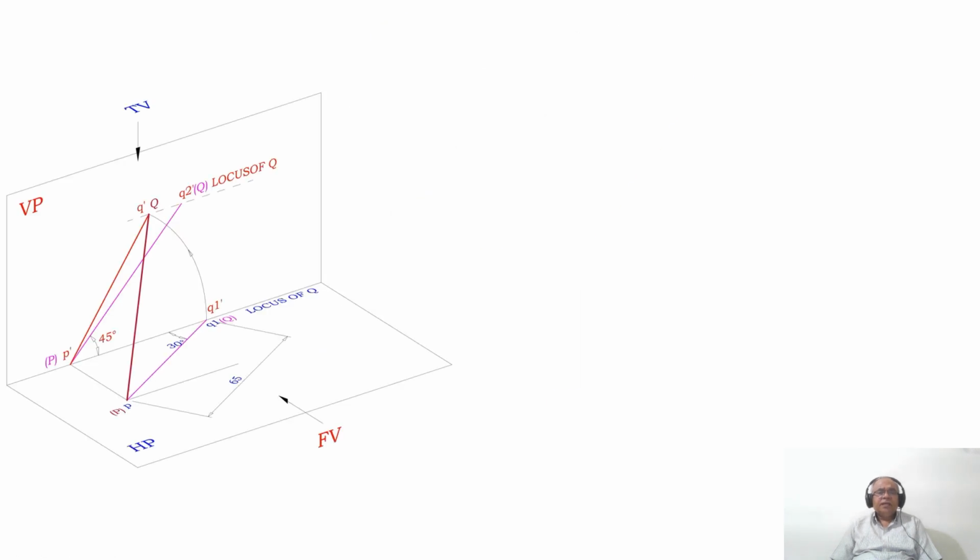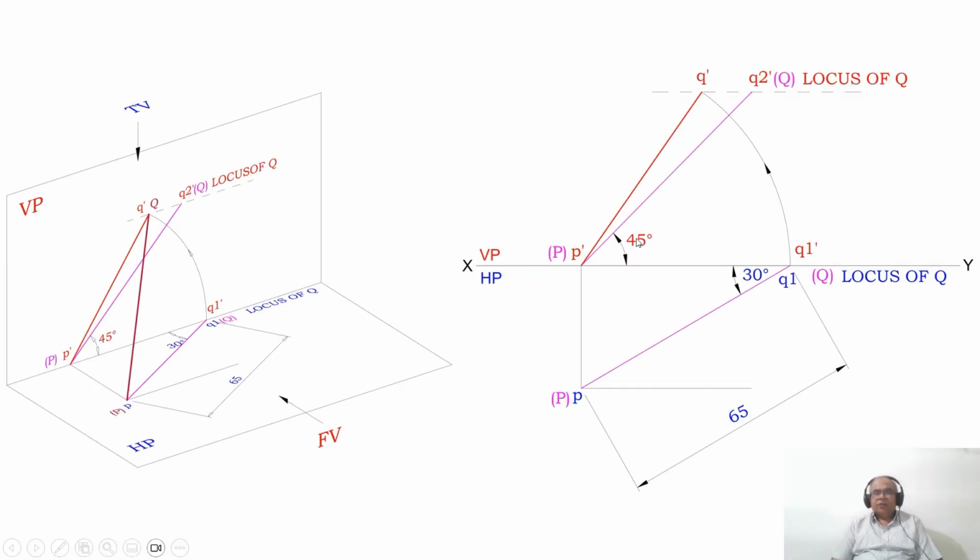So how to do that in orthographic view? With P dash as center, taking the radius of P dash Q1 dash, you draw an arc using the compass such that it cuts the locus of Q in the front view. You mark this point as Q dash, then join P dash Q dash with a dark line. So this will be the front view line.